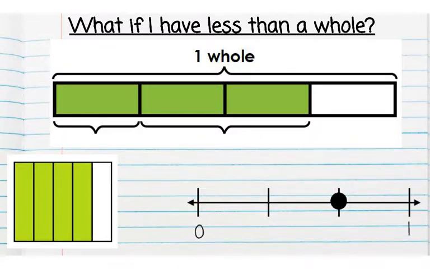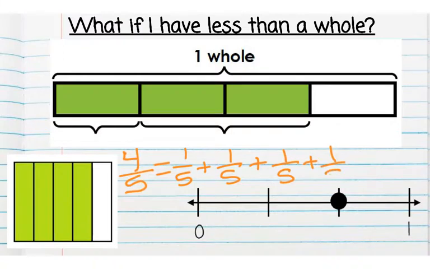So let's go to something that's definitely more complicated. What if we go to something like this picture right here? Now we have 1, 2, 3, 4, 5 sections, which means they are in fifths. Now, they don't want us to do the whole thing. This one only wants us to focus on 4/5. Now, this one has so many ways to break it up. We know that 4/5 is the same thing as 1/5, 1/5, 1/5, and 1/5. That is definitely one way to do this.